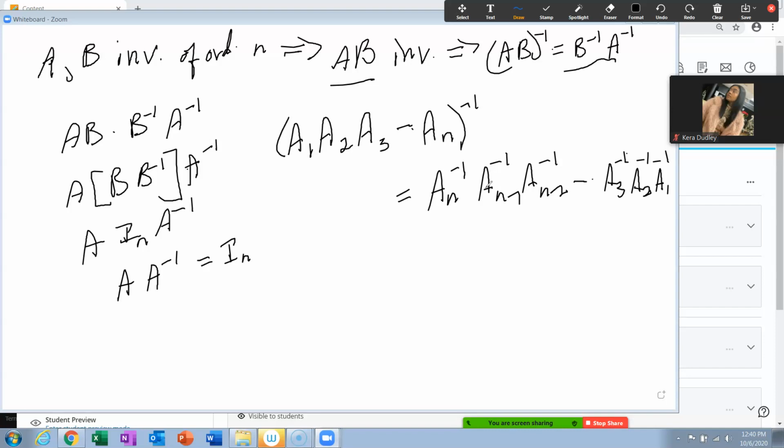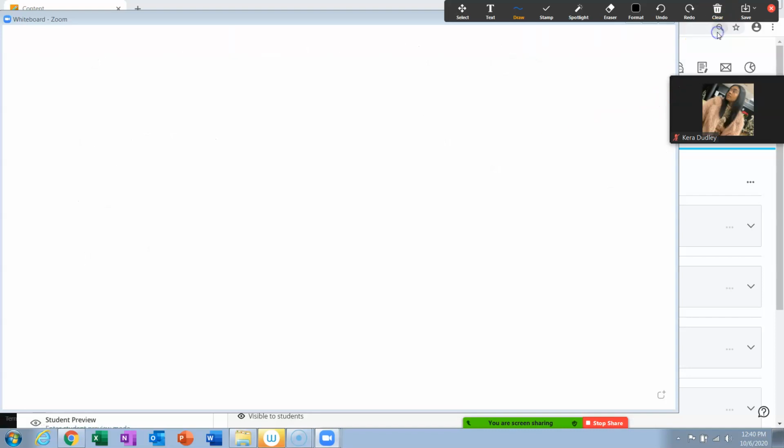Now 5 minutes, let's see if we can do example 7. So I think we'll come up and clear this and do example 7. Find AB inverse. This is what we're looking for, AB inverse, for these two matrices.